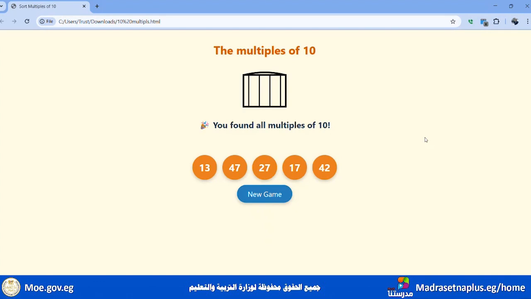That means any multiple of 10 is a multiple of 5. The opposite is not right. Okay, what does that mean? Every multiple of 10 is a multiple of 5, while not every multiple of 5 is a multiple of 10. For example, 20 is a multiple of both 5 and 10, while 15 is a multiple of 5 only, but not a multiple of 10.